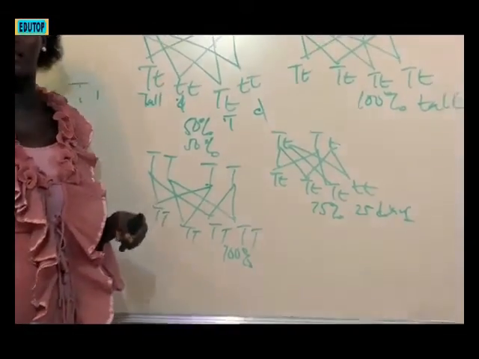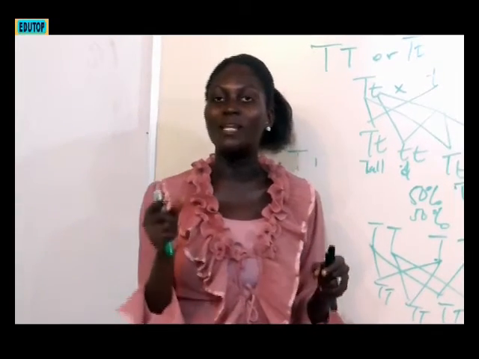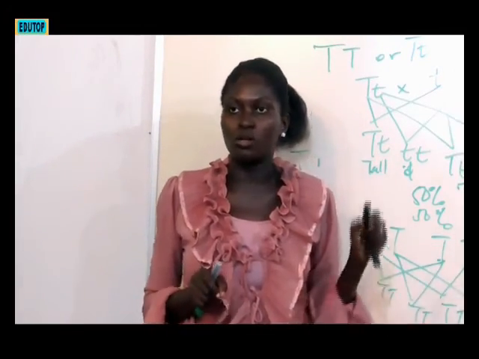The next question says both recessive and dominant characters are found where? A. At the same locus of the homologous chromosome. B. At different loci of homologous chromosome. C. On different chromosome in the cell. D. On the same chromatid in a chromosome. Our answer is A. At the same locus of a homologous chromosome. Both recessive and dominant characters are found at the same locus of a homologous chromosome.